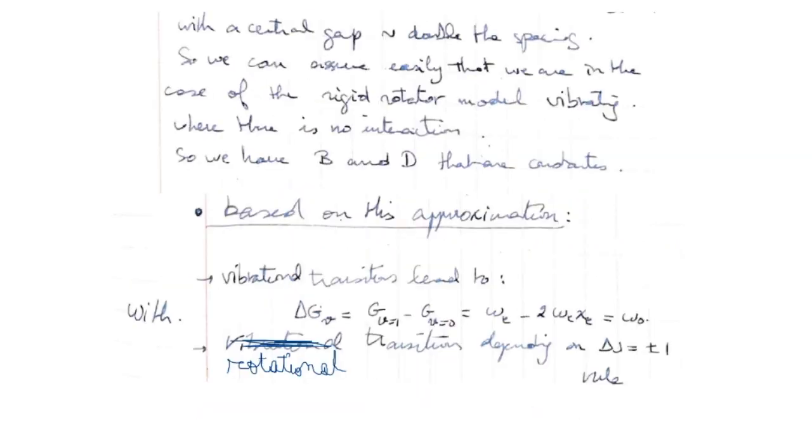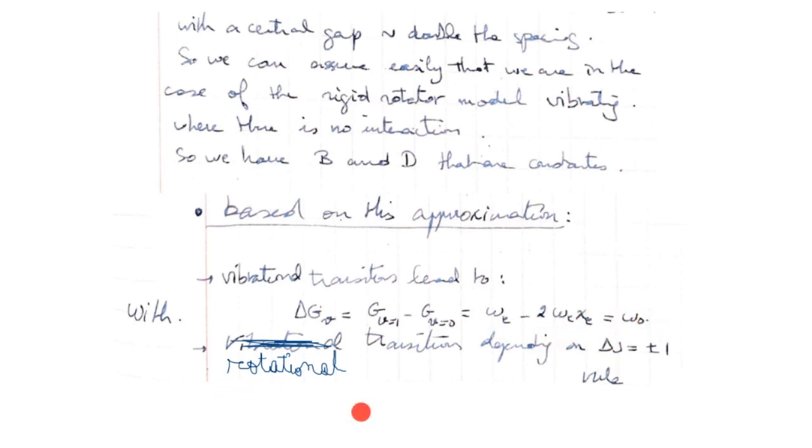Since the central gap is almost double the spacing, we can assume the model of the vibrating rigid rotator, especially the case where there is no interaction, because B is constant and is not changing between the R band and the P band. This is the first approximation you have seen in the course. Based on it, the vibration transition leads to this delta G between G for v equal 1 and G for v equal 0. This is given by omega e minus 2 omega e x e, which is equal to omega 0.